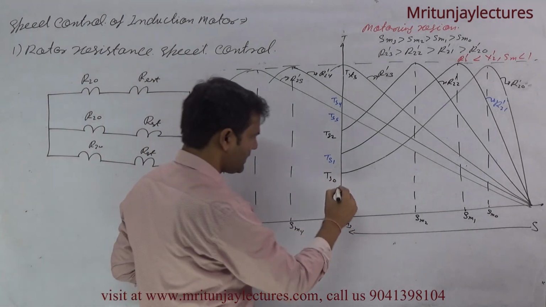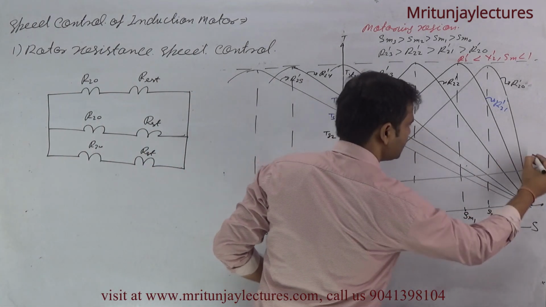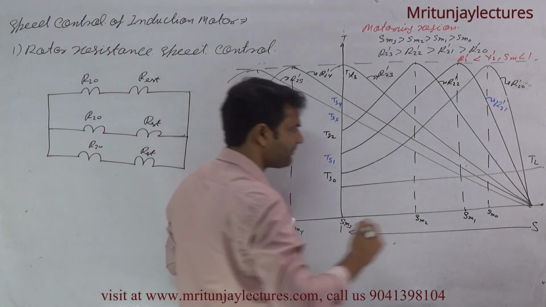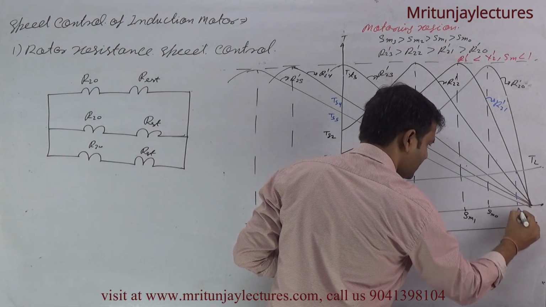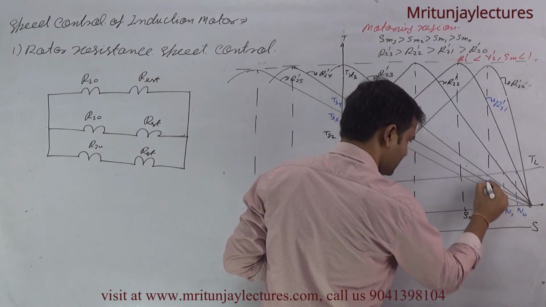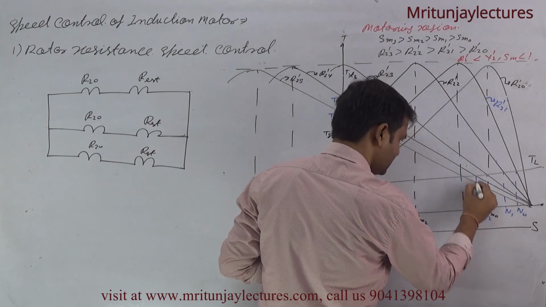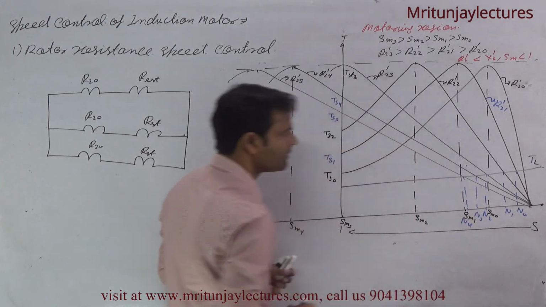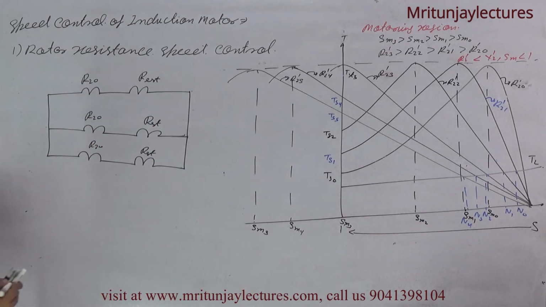Okay, that is load torque TL. And what about speed? Corresponding to N0, that is N1, that is N2, that is N3, and that is N4. Clear? Wide range of speed control.